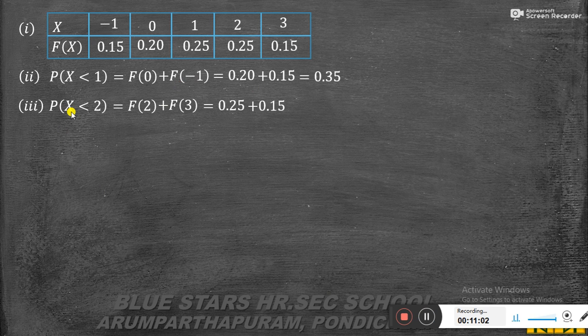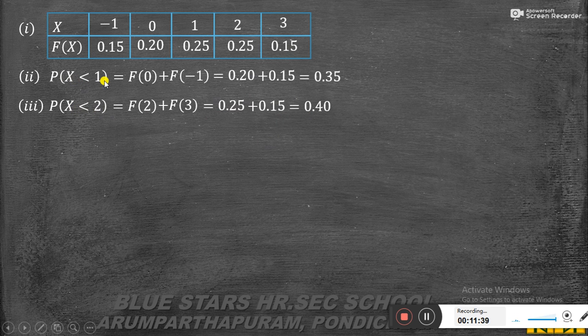Here probability of x greater than or equal to 2 will come. The symbol is greater than or equal to 2, not less than. Greater than or equal to means the x values 2 and above, and 2 and above means 2 and 3. So we take f of 2 plus f of 3. F of 2 is 0.25 plus f of 3 is 0.15. We add these two answers, so the answer is 0.40. This is the answer for probability of x greater than or equal to 2.